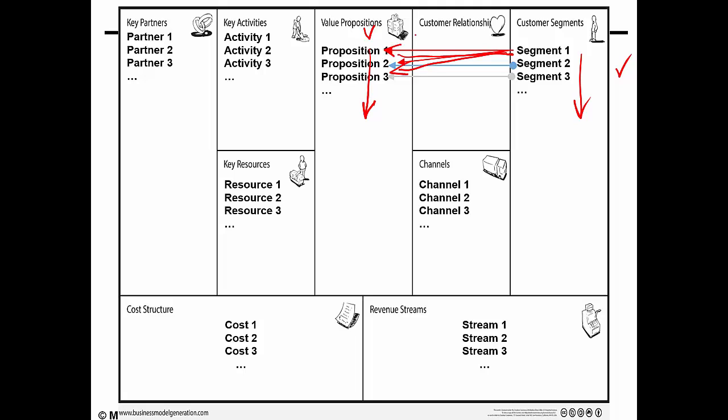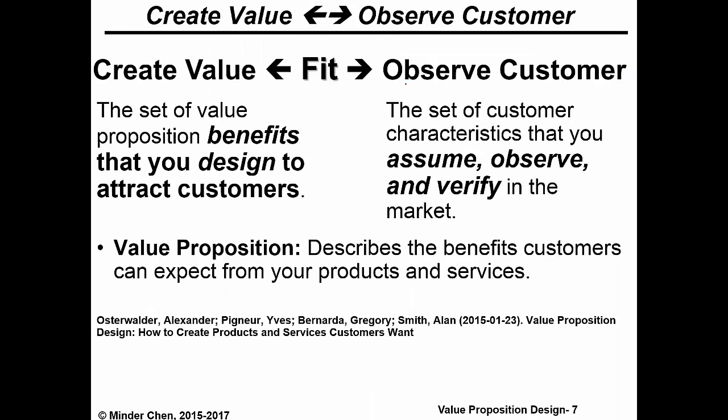And in the value proposition design, we're really looking at the interactions or connection or the fit between value propositions and customer segments. On the left-hand side, we try to create value. It's the value of your products and services that benefit your customer. They are designed to attract customers. On the right-hand side, we look at some of the characteristics of the customer we try to target. And we make some assumptions about our customer. We need to observe their behavior, reaction to our value proposition, and verify that in the real marketplace. So the bottom line is that our value proposition describes the benefit customer can expect from our products and services.